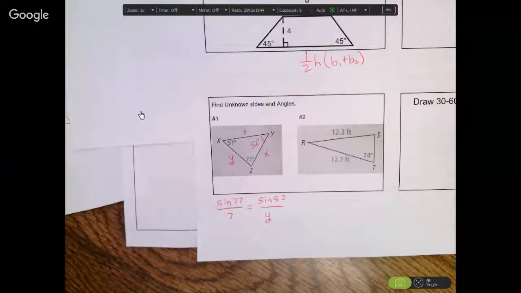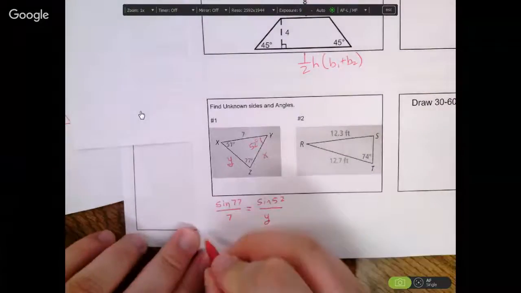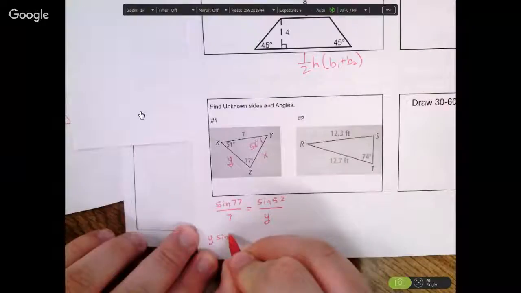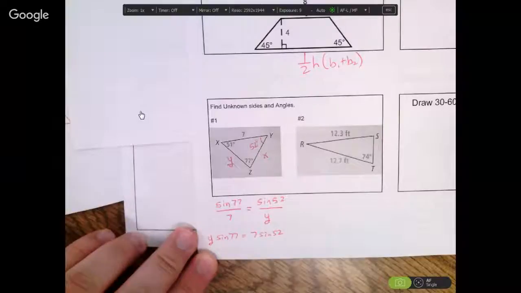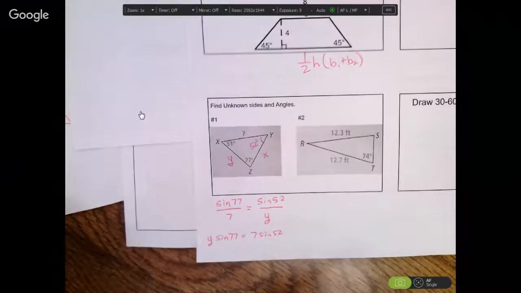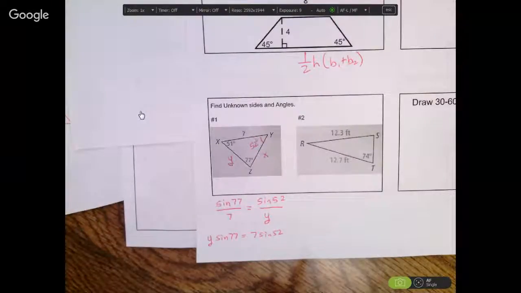How do you guys like to solve this? Do you like to cross multiply? Okay. So we get y sine of 77 equals 7 sine of 52. Wait, Mr. O'Connell, why don't you do sine of 51 and then x over x? We're going to do that next. Does that answer your question? Kind of. Okay. So, divide by sine 77.